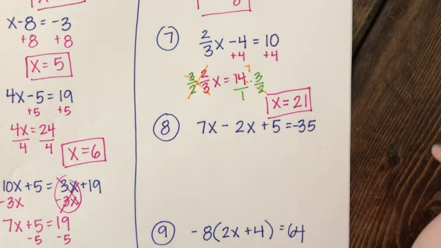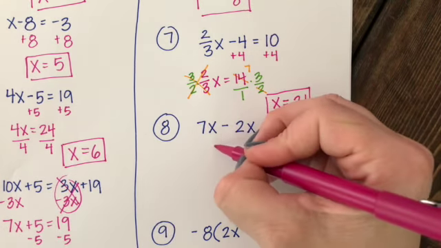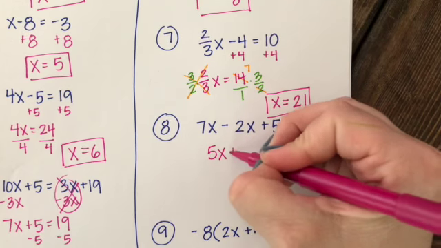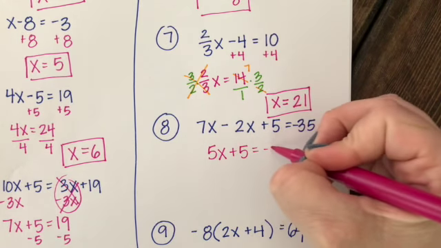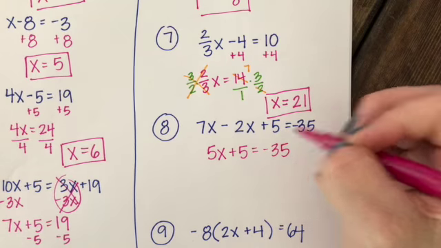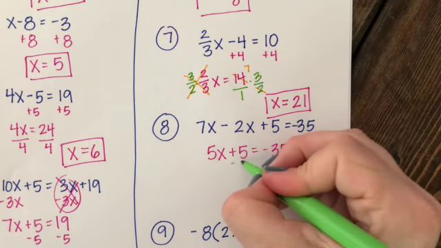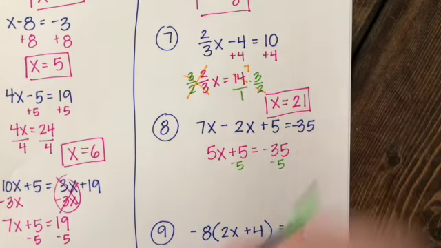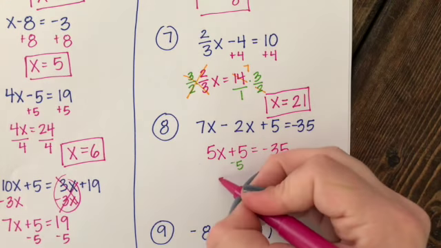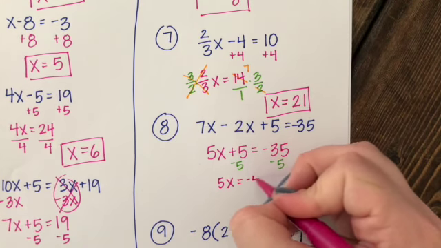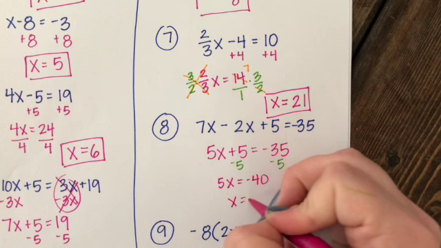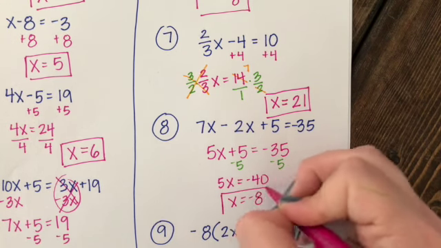Okay, number 8 is one of the ones where we're going to combine our like terms first. 7x minus 2x is 5x plus 5 equals negative 35. So now I want to subtract 5 from both sides. So I get 5x equals negative 40. So x would equal negative 8.